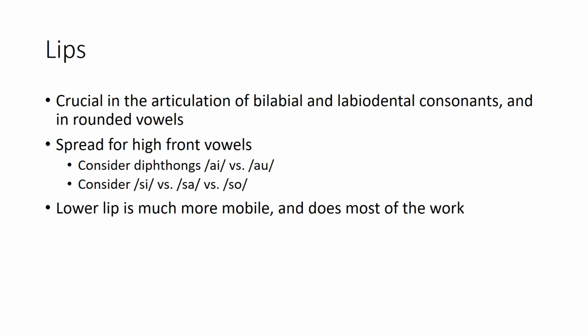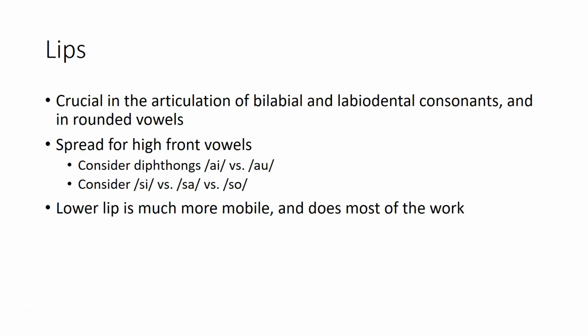The lips are a slightly more complicated articulator. These are used for bilabial and labiodental consonants as well as for rounding of vowels. The lips are also actively spread for high front vowels in English, so if you say a diphthong like I or ow, you can feel movement in the lips for both of those and not just for ow with the rounded vowel.